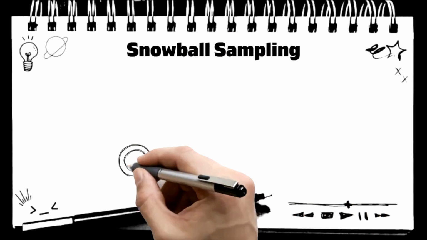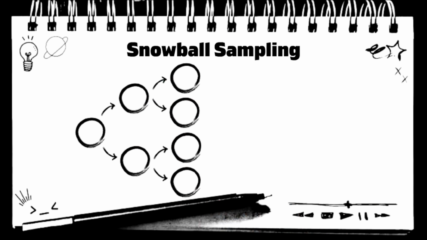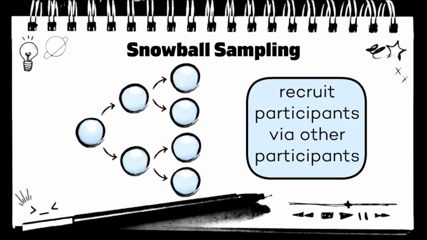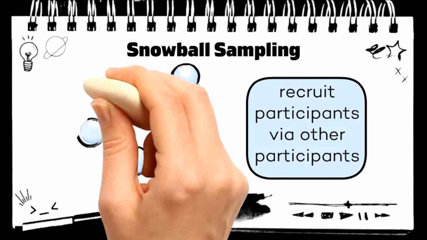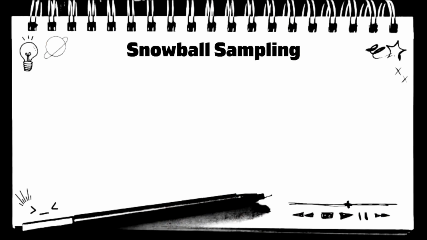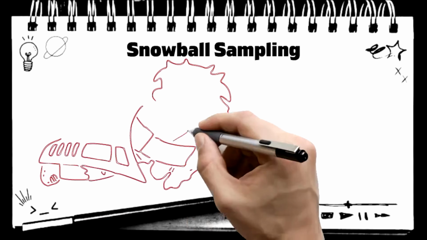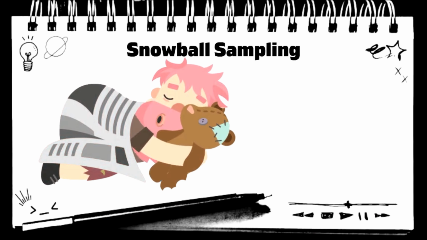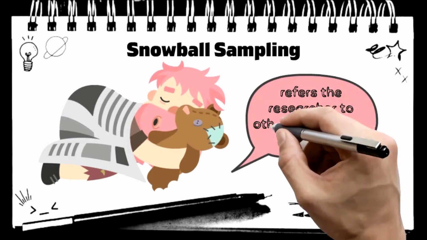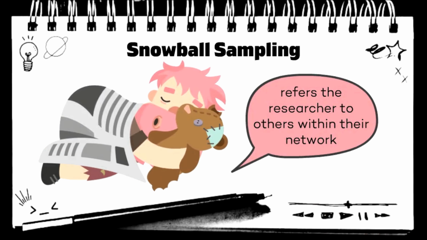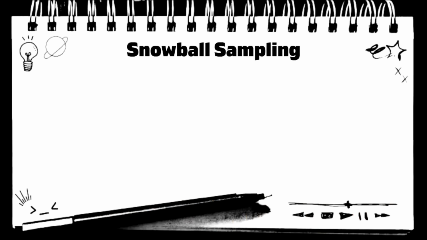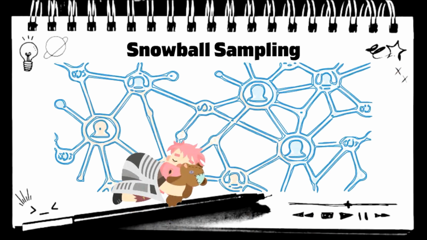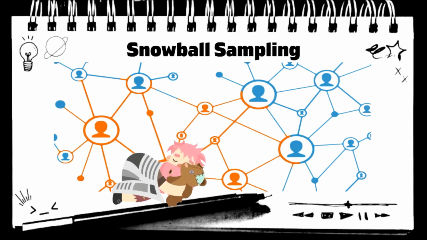Snowball sampling. If the population is hard to access, snowball sampling can be used to recruit participants via other participants. The number of people you have access to snowballs as you get in contact with more people. For example, to understand the experiences of homelessness in Tarlac City, snowball sampling can be used. This involves identifying a homeless individual willing to participate, who then refers the researcher to others within their network. As the network expands, diverse perspectives and experiences are collected, providing valuable insights into the lives of Tarlac City's homeless population.